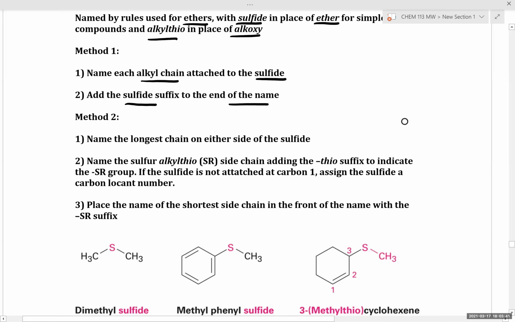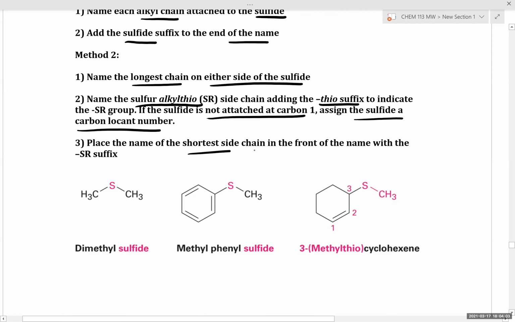In method 2, you name the longest chain on either side of the sulfide, and you name the sulfur alkyl thio group side chain, adding the thio suffix. If the sulfide is not attached at carbon 1, you assign the sulfide a carbon locant number, or in this case, the alkyl thio group. You place the name of the shortest side chain in front of the name with the SR suffix. So for example, using naming convention 1, we'd call this compound dimethyl sulfide. Correspondingly, if we have two different substituents, we can call this methyl phenyl sulfide.